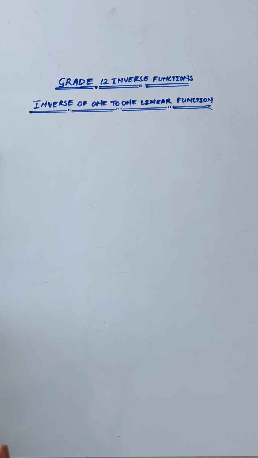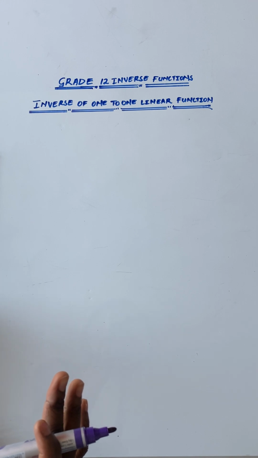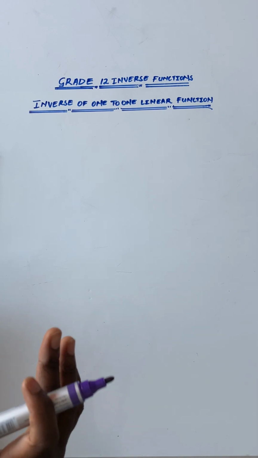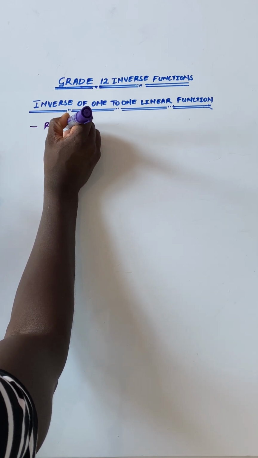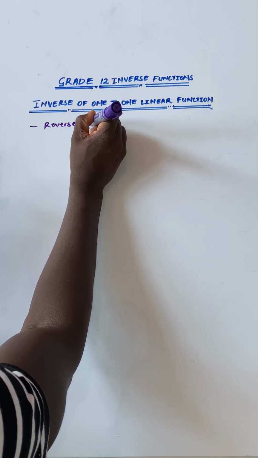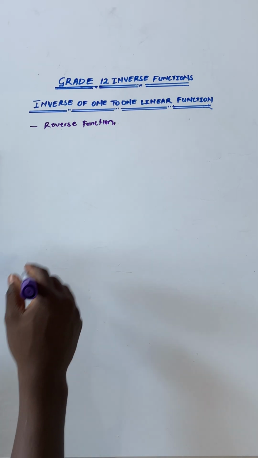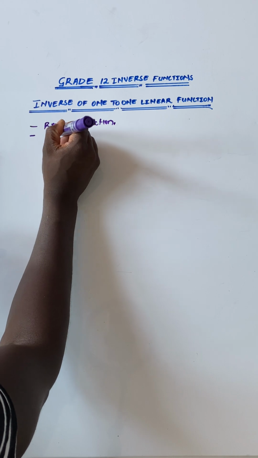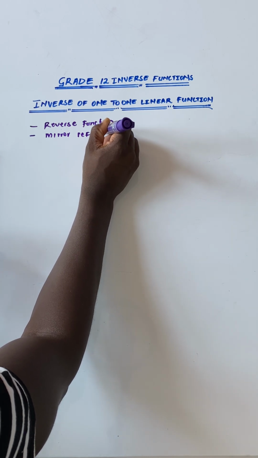Before I start with the topic, I'd first like us to look at what an inverse of a function is. If you check a simple Google definition, they'll tell you that an inverse function is simply a function that reverses the result. So what does an inverse function do? It reverses the result of the original function. Others like to think of it as the mirror reflection of the original graph.